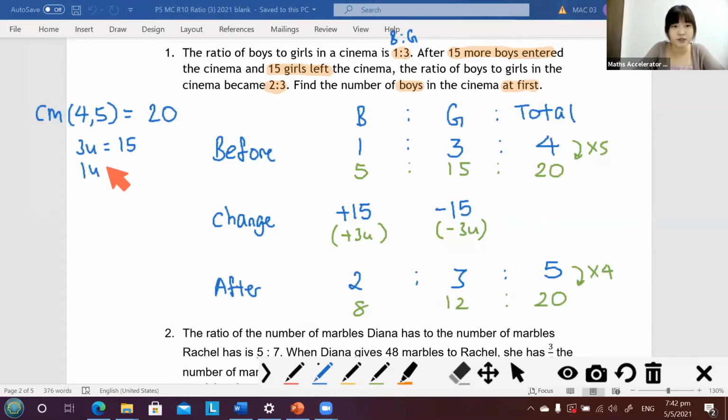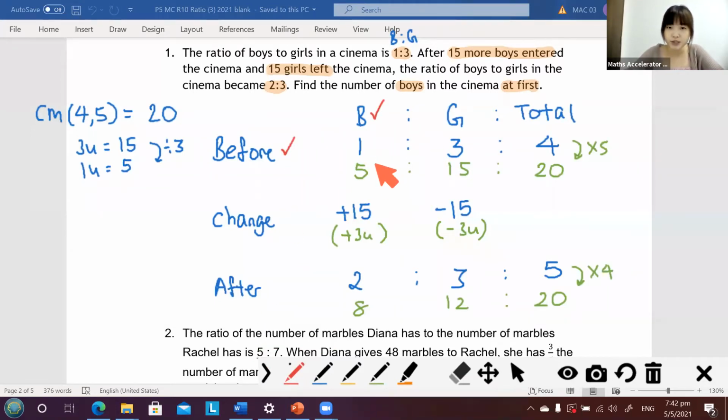Therefore, 1 unit, we can look for it, 15 divided by 3. Then don't stop here. A lot of you, after you find 1 unit, think that is the answer. Go back to the question. They want the boys in the cinema at first. So look at your table. We want boys. At first, you must be looking at before.